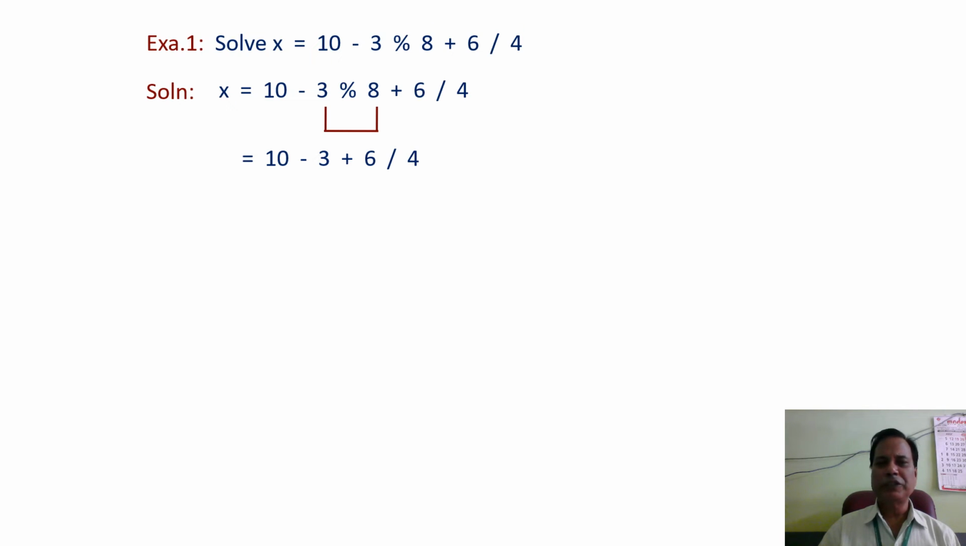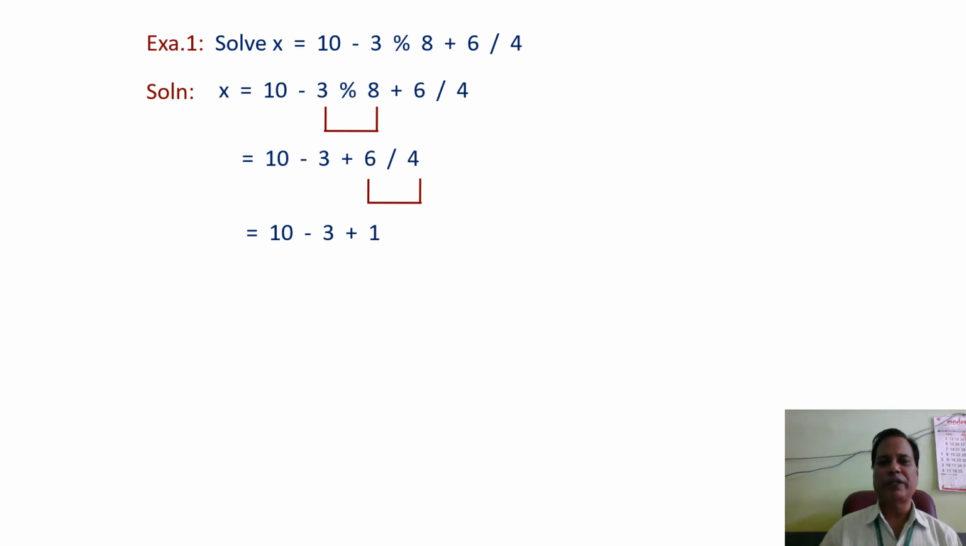Then in this expression we have the division operator, and this division operator has higher precedence than the subtraction and addition operators. So first we perform the division operation, that is 6 divided by 4. Both operands are integers, and it results as 1. So 10 minus 3 plus 1.